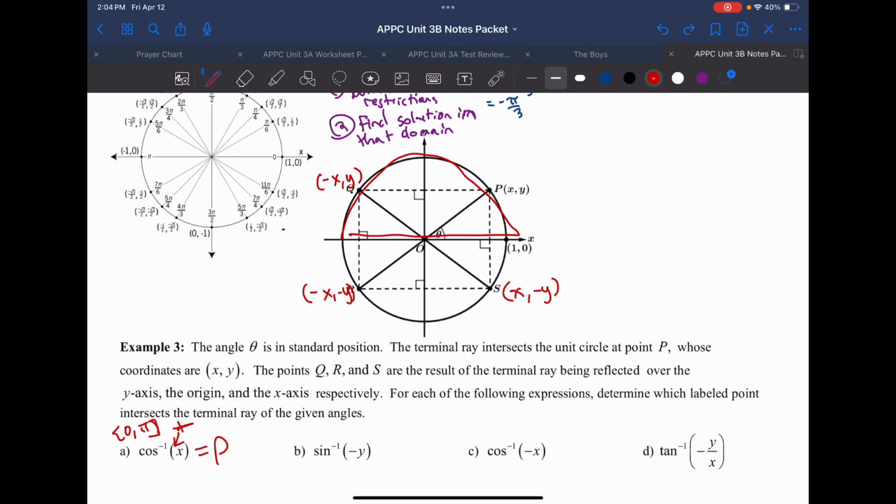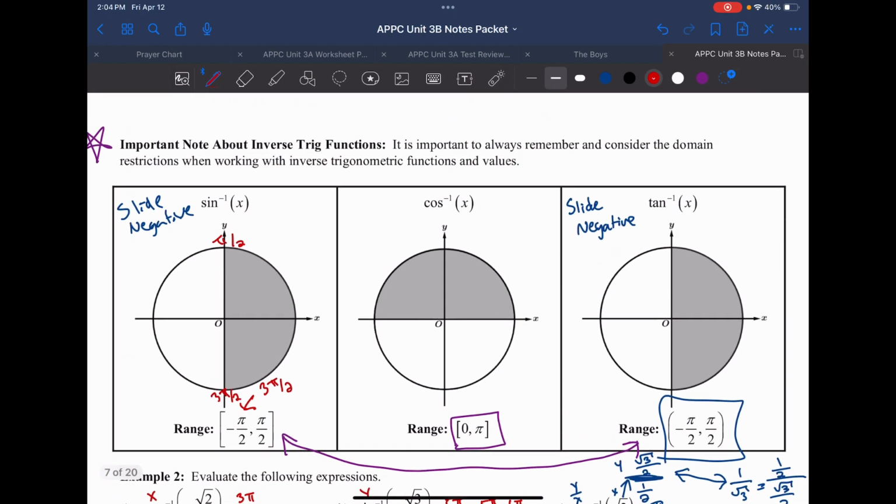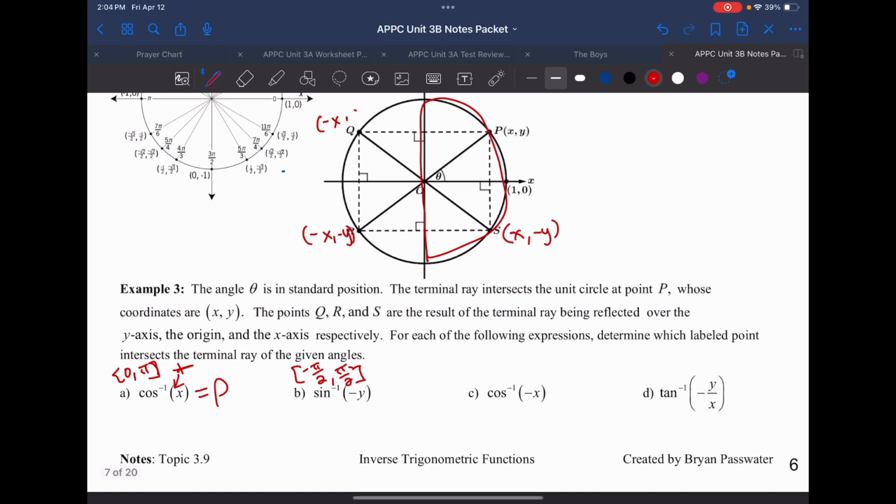For sine, the restriction is from negative pi over 2 to pi over 2. So let's draw that. That's the right half of the circle. That's another thing you can do. This is the right side of the circle. Just giving more ways to think about and remember this. So if I'm on the right side of the circle, I'm trying to think of where a negative y would be. And that happens here. So S. When is cosine negative? Well, that happens here at Q, because for cosine, we're on the top.